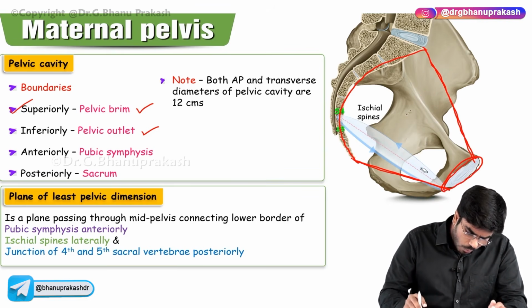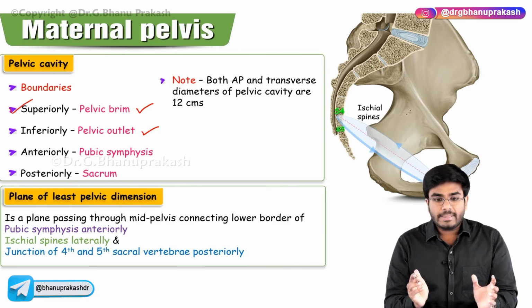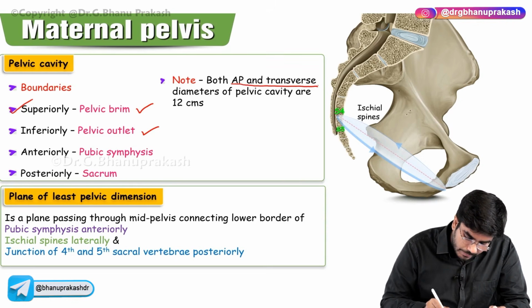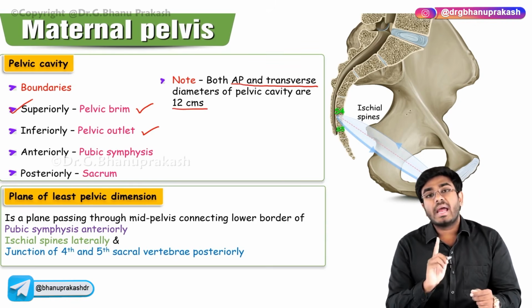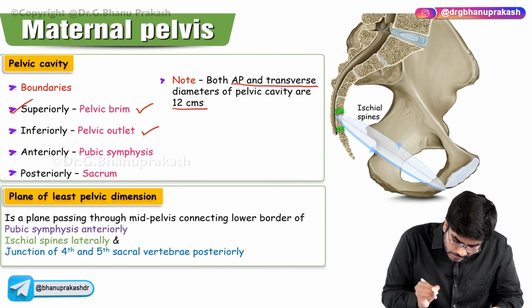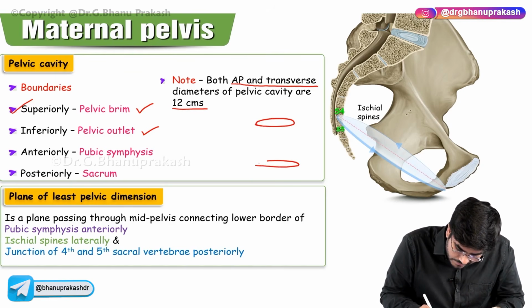Now what are the important points you need to keep in mind? Guys, this pelvic cavity has both anteroposterior and transverse diameters of 12 centimeters. Both anteroposterior diameters and transverse diameters. For example, let me show you in a simple image. This is pelvic inlet, this is pelvic outlet.